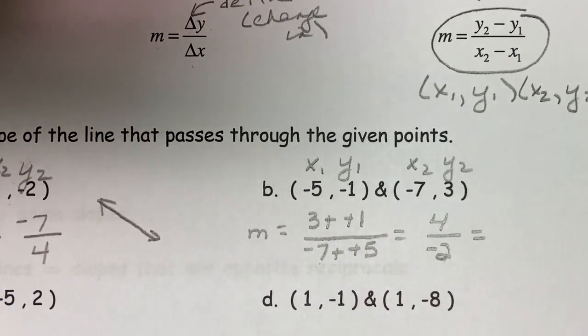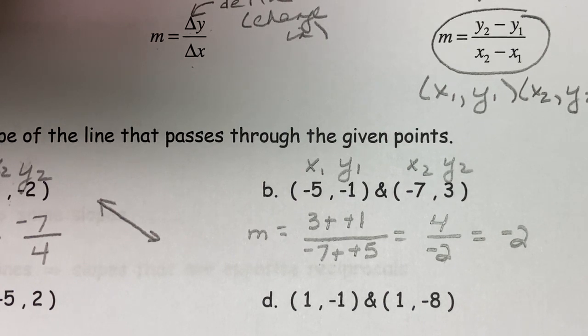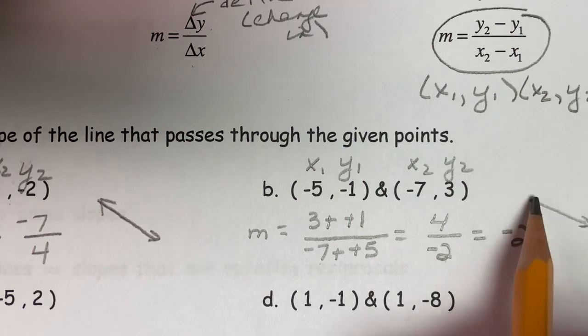Now this one, because it divides evenly and gives me a whole number, I can divide it out. That means that the slope is negative 2. And again, because that slope is negative, it means that the line is going to fall to the right. So it's going to go down the mountain.